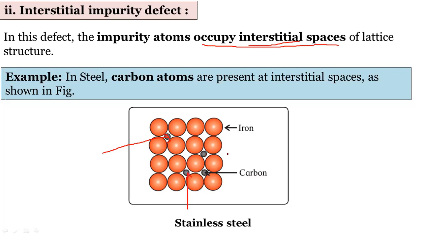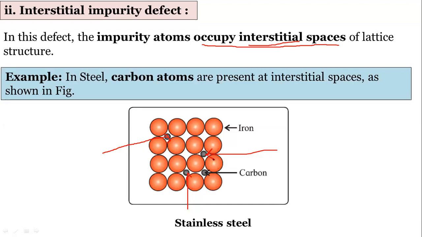This is a very good example of steel. See here, the impurity is not substituted, but the impurity is at the interstitial position. This is a very good example of stainless steel. Stainless steel is made up of iron, and here carbon is the impurity. So carbon atoms are present at the interstitial spaces.